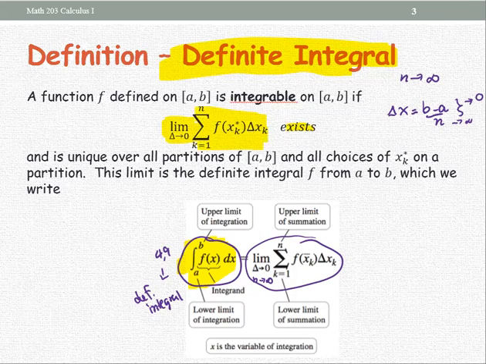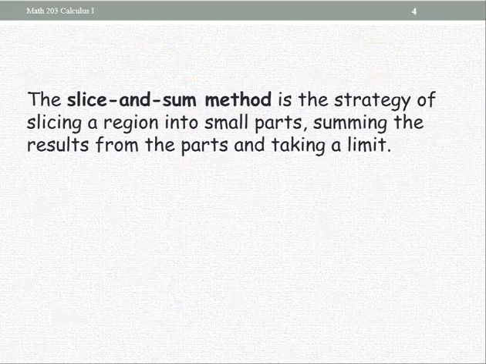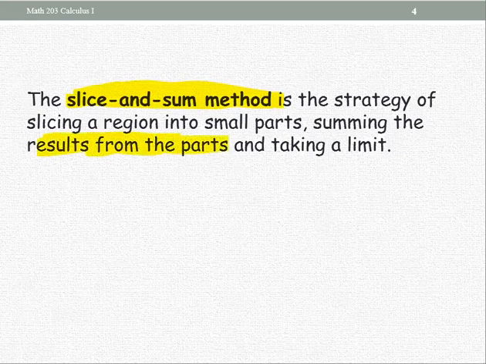And the values a and b: a is called the lower limit, b is called the upper limit of the integration. What are a and b? A and b are the left and the right end of the interval that we work on, the approximation of the area. Okay, so in summary, the slice and sum technique is the way that we use to find or approximate the area under the graph.